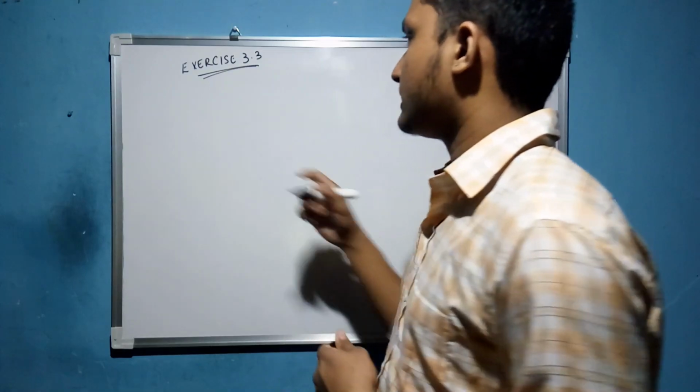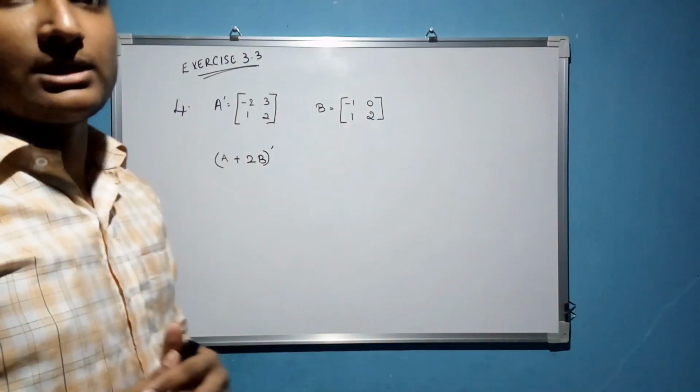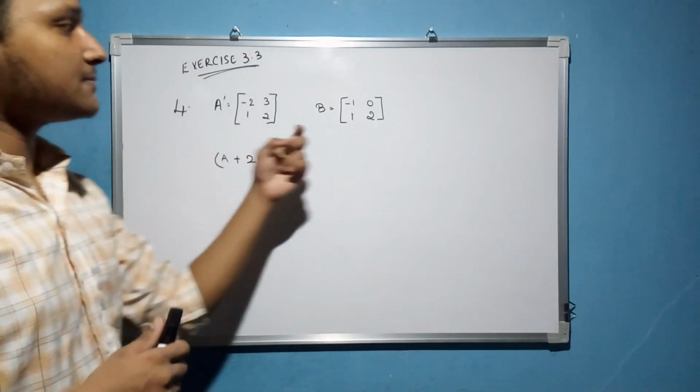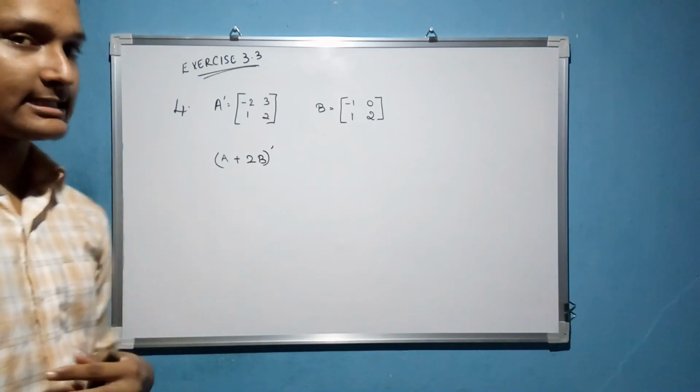Finding (A + 2B) whole transpose. Okay, let me do that question. Fourth question. You are given A transpose and B, and you are asked to find (A + 2B) whole transpose.